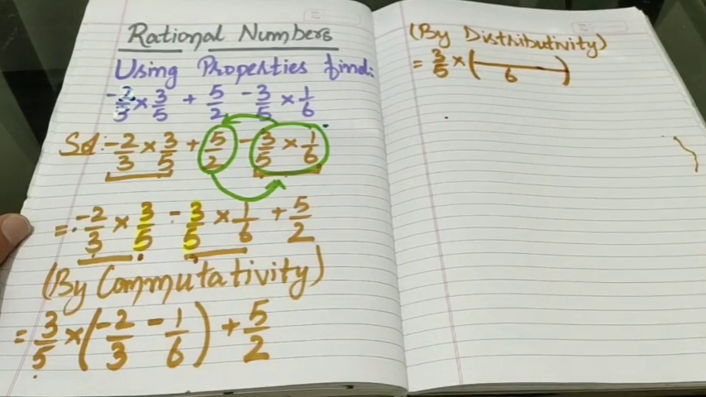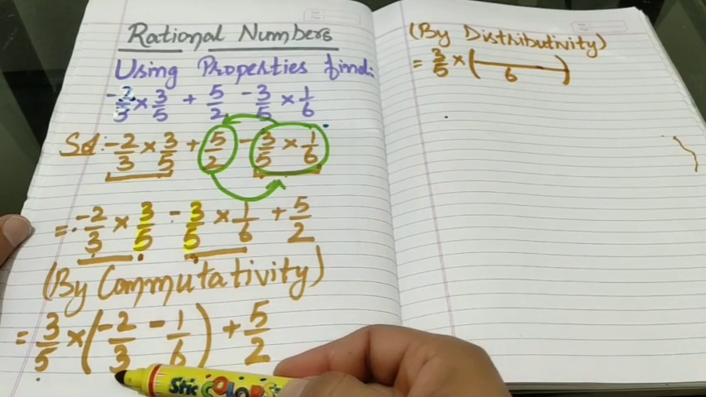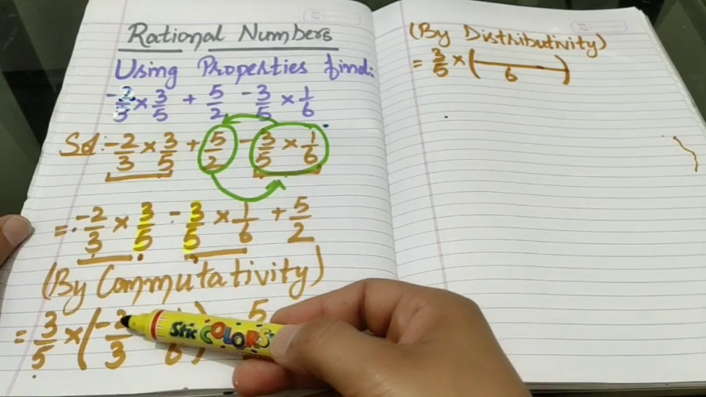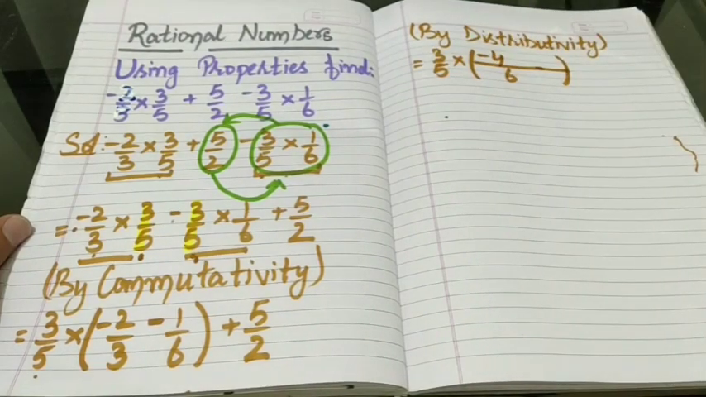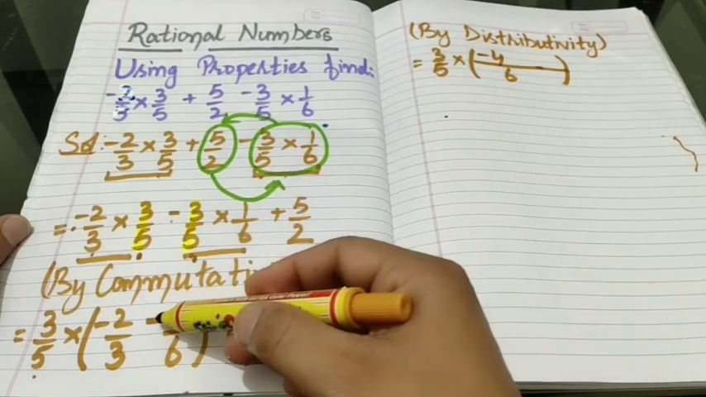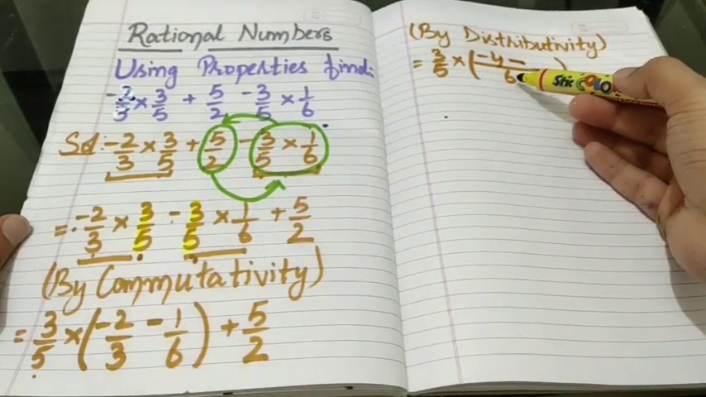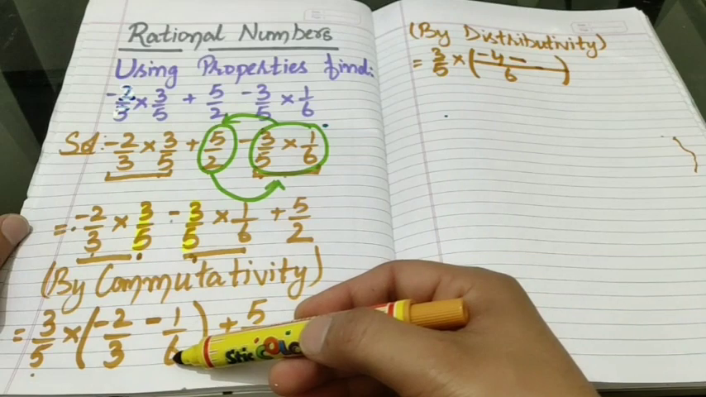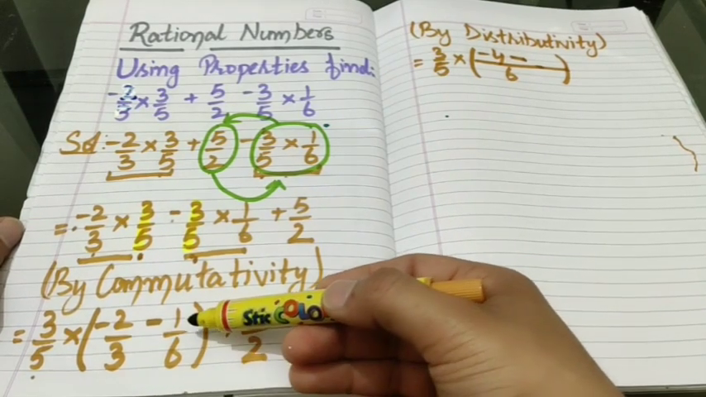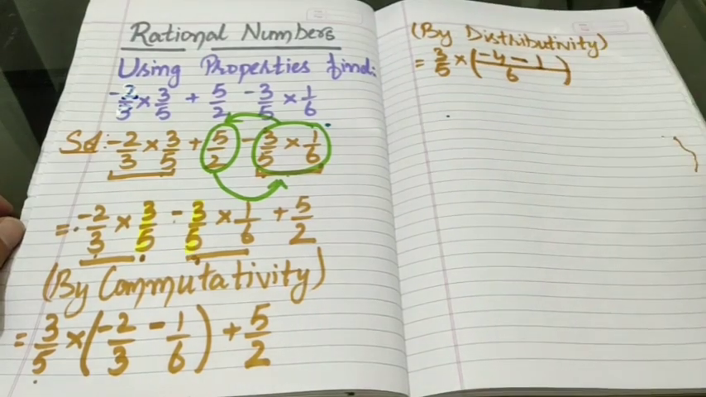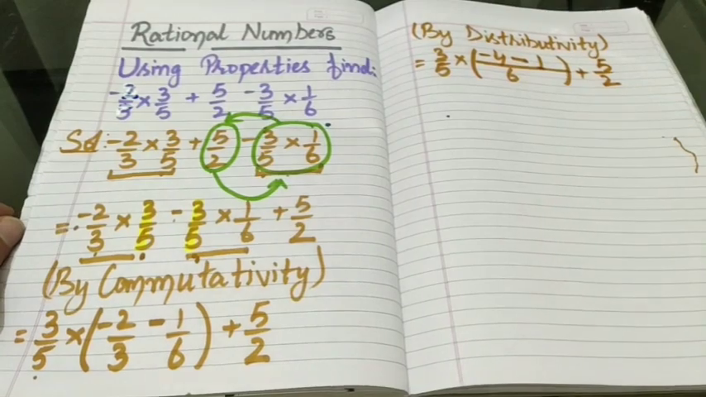Now for the numerator, 6 divided by 3 is 2. 2 multiplied by minus 2 is minus 4. Then after that we have the negative sign. Now LCM divided by denominator, that is 6 divided by 6, we get 1. 1 multiplied by 1 is 1. Plus 5 upon 2 will remain as it is.